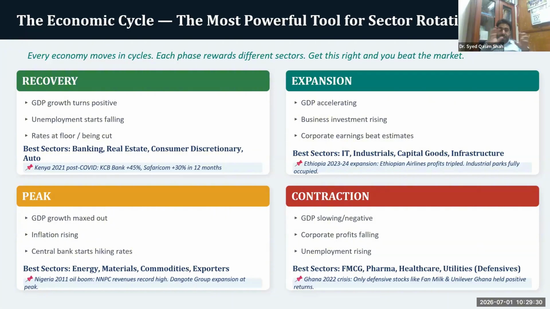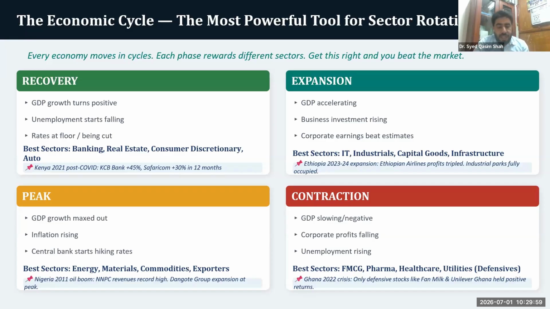This is the sector analysis. You are analyzing your sector in the light of the economic cycle. I hope you are getting what exactly we are doing. We have to determine whether our economy is in the recovery stage. If we are in a recovery stage, then according to research, these four sectors, banking, real estate, consumer, and auto, are highly recommended.